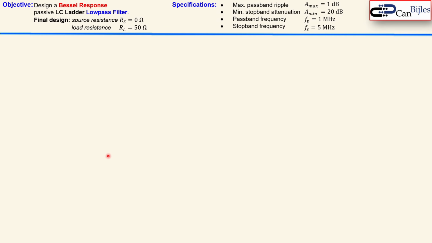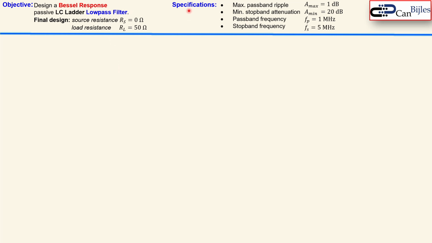Okay, we have the following objective. We'd like to design a Bessel response, passive LC ladder, low pass filter, and the final design should have the source resistance of 0 ohm and the load resistance should be here 50 ohm. That is what is required.